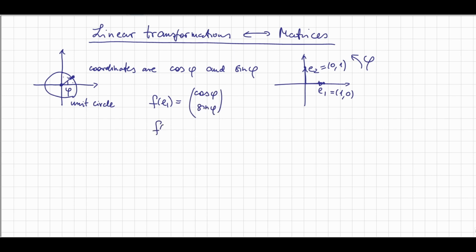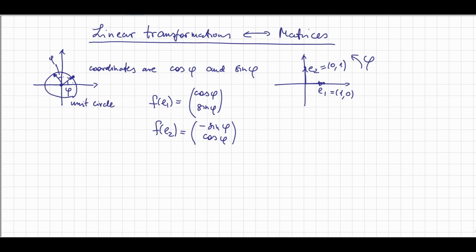Similarly, the image of E2 will be the vector which I can draw here. This is the angle which will be phi. Its coordinates will be similar to f of E1, with the only difference that we need to swap them and change the sign. So the first coordinate of that vector will be minus sine phi, and the second coordinate will be cosine phi. The coordinates of these rotated vectors just can be seen geometrically and using the definition of cosine and sine. What about the coordinates of other rotated vectors?